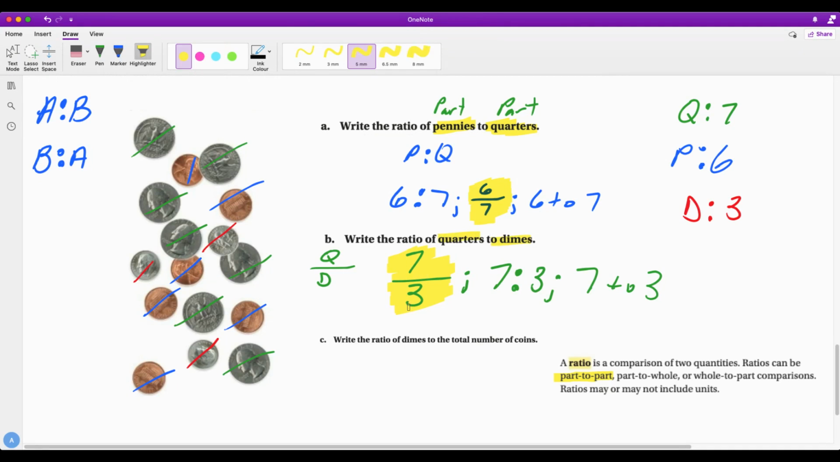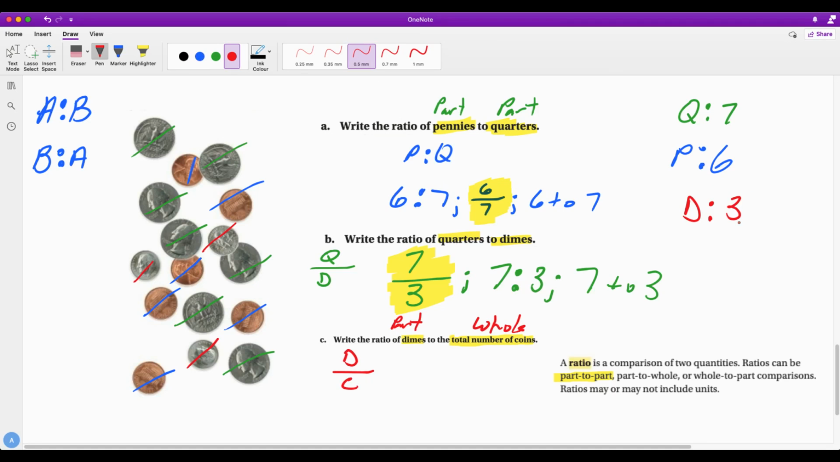Whereas here for letter C, it says write the ratio of dimes to the total number of coins. So you see here, this one is clearly, well, now we're a part, and this is a whole, because now we're looking at all of the coins together, right? So we can create these ratios from part to part, we can call it, or it can be part to whole, or like they said, whole to part, this meaning the way that we're writing this relationship. So what I do here is I'm now going to go, okay, well, I'm looking at the ratio of my dimes to all of my coins.